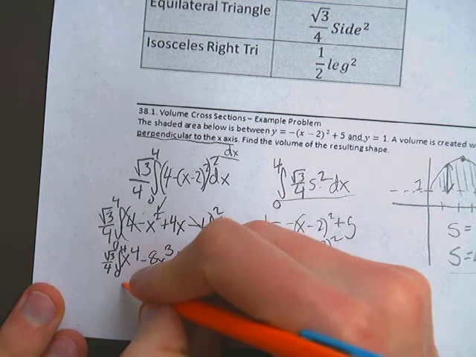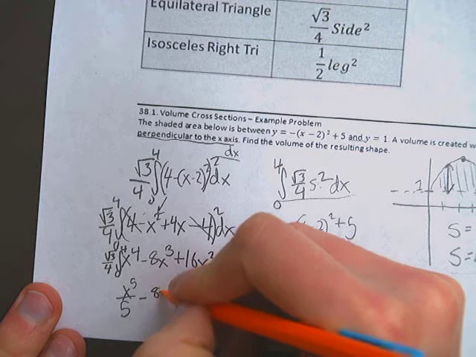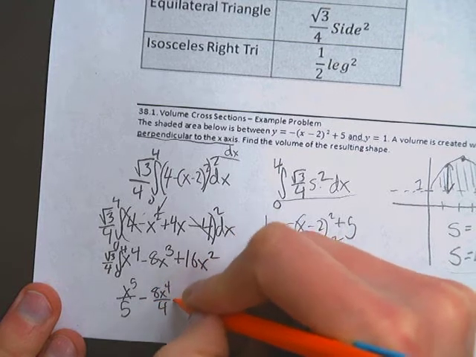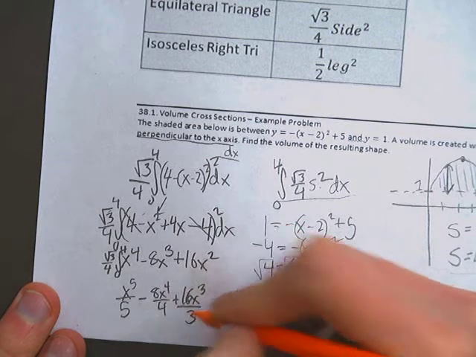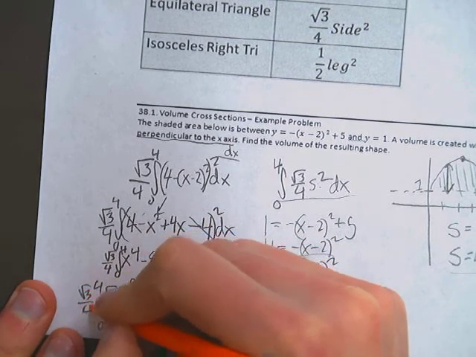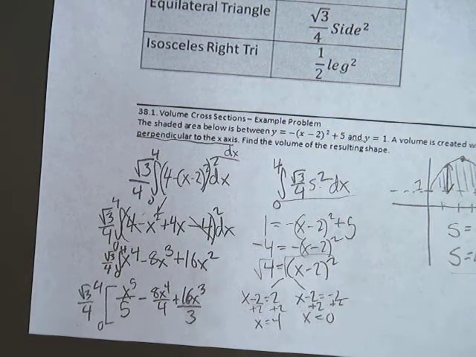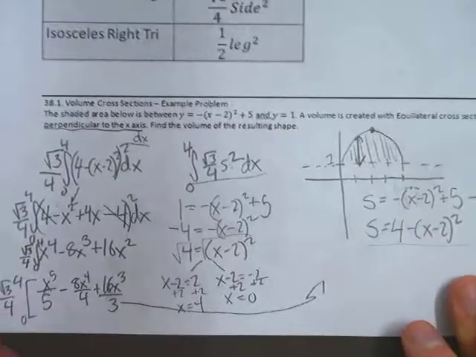Alright, my integral is x to the 5th over 5 minus 8x to the 4th over 4 plus 16x cubed over 3, integrating from 0 to 4 times root 3 over 4. And our last bit is to plug in 4 and 0. Thankfully in this case, 0 gives us 0, so I just need to plug in 4. So I'm going to do that where I have space over on the right here.